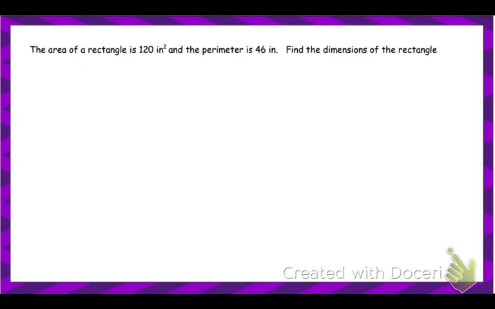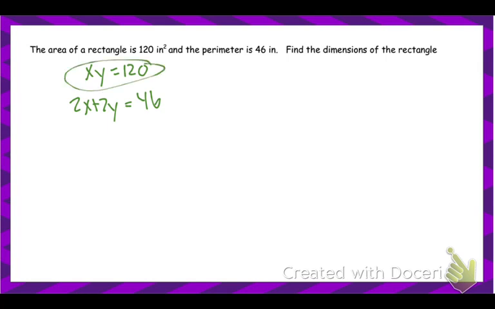All right, last one, just a word problem. So just an example of some things that you can do with these systems when you're dealing with some nonlinear stuff. So it says the area of a rectangle is 120 inches squared and the perimeter is 46 inches. We want to find the dimensions, so the length and the width. Okay, so if the area is 120, that means the length times the width is 120. And we'll just go ahead and use x and y because we're used to that. If the perimeter is 46, 2x plus 2y is equal to 46.